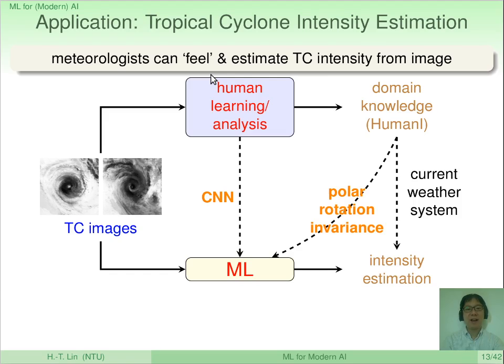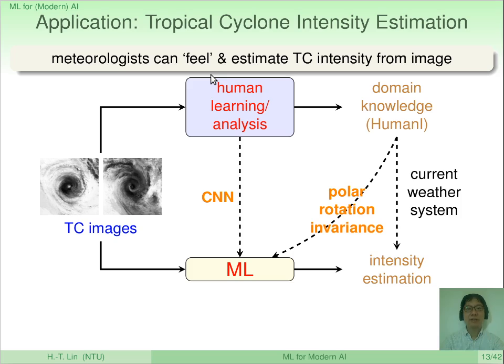Let me give you one example here. Actually, we will illustrate the example more in our following slides. One application that we have tried is to estimate the tropical cyclone intensity. Our motivation was that meteorologists can feel and estimate the intensity from images. We know from our collaborators that they can do so. How do they do that?